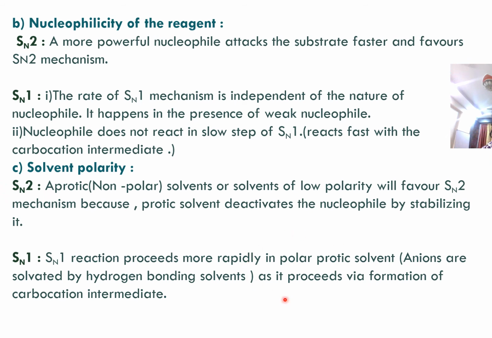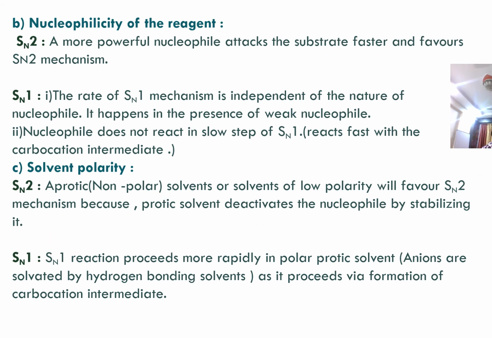But if you are taking a polar protic solvent, they are going to prefer the SN1 mechanism, because if the solvent is protic, then it can form hydrogen bonds or get solvated. So they may affect the formation of the product. The solvent may react with the carbocation or it may cause hindrance in the formation of the product. So that favors the SN1 reaction.